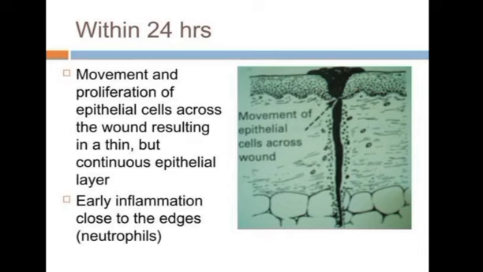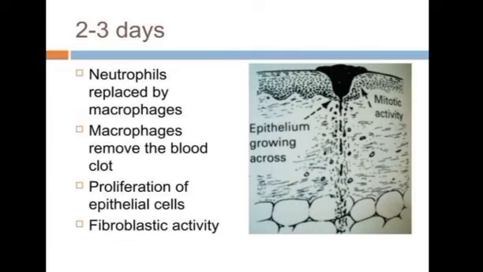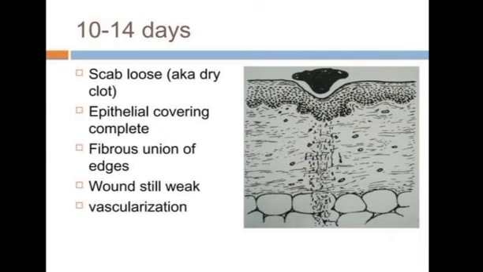Early inflammation and closing of the edges will take place by neutrophils, which prevent infection. By 2 to 3 days, the neutrophils will be replaced by macrophages. Macrophages remove the blood clot and continuously proliferate the epithelial cells and fibroblast activity. Within 10 to 14 days, the scab gets loose, epithelial covering is completed, and fibrous union occurs in stages. The wound is still weak.